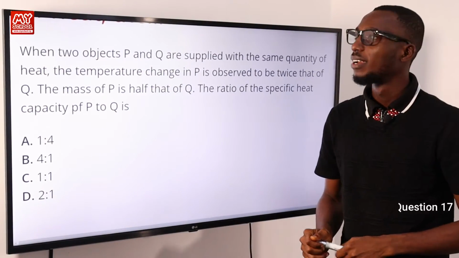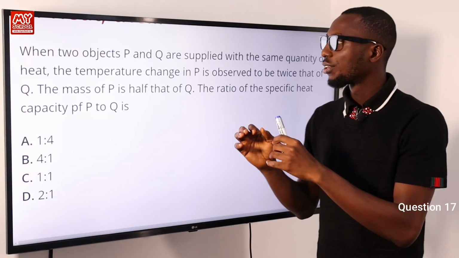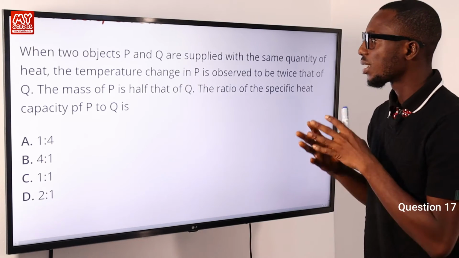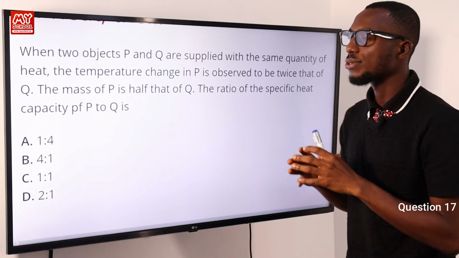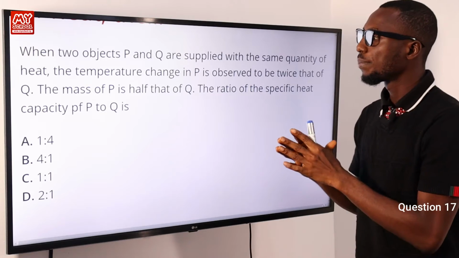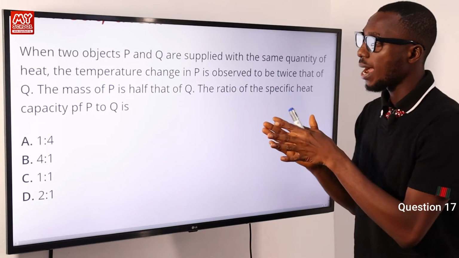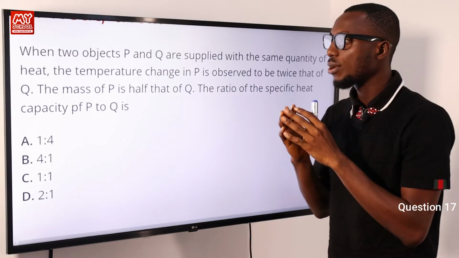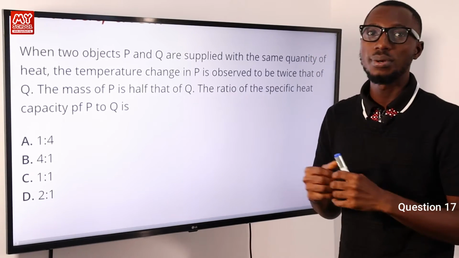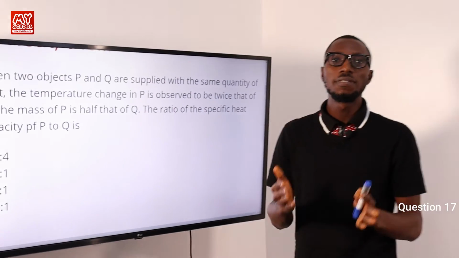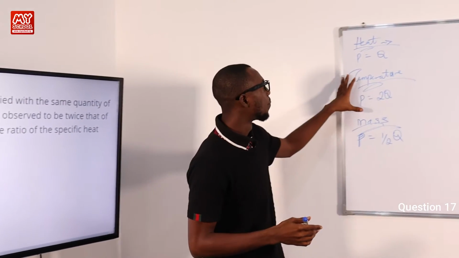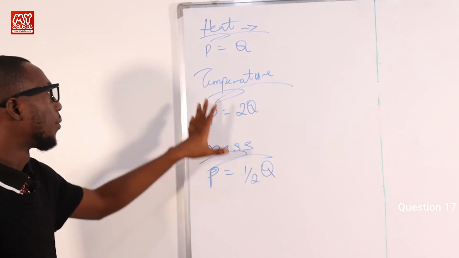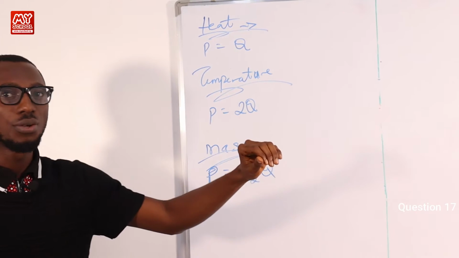Question 17. When two objects P and Q are supplied with the same quantity of heat, the temperature change in P is observed to be twice that of Q. The mass of P is half that of Q. The ratio of the specific heat capacity of P to Q is what? So the first thing we did was to pull out all of the values for P and Q, giving a mathematical interpretation to the question.